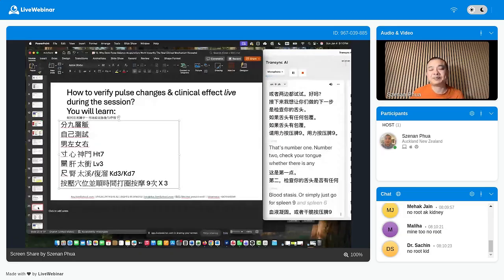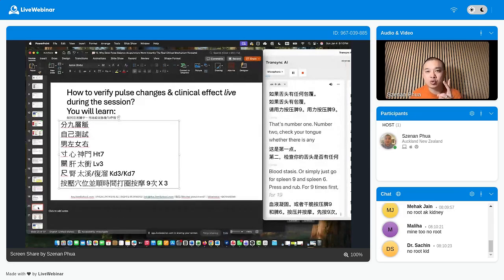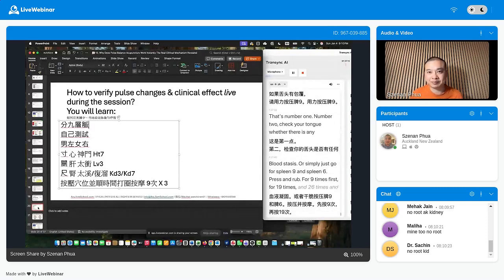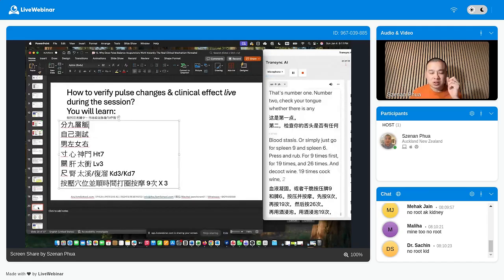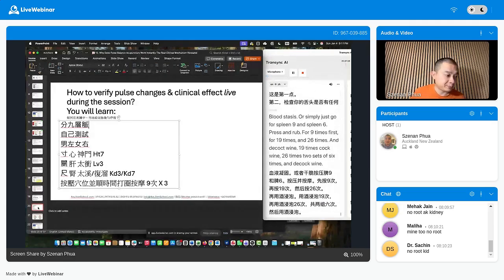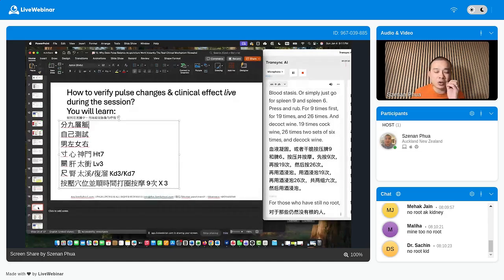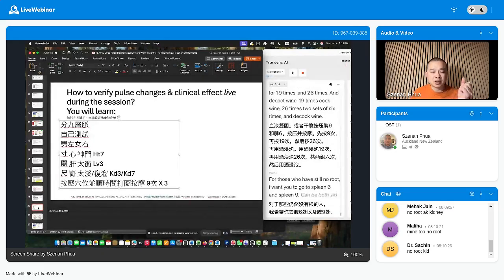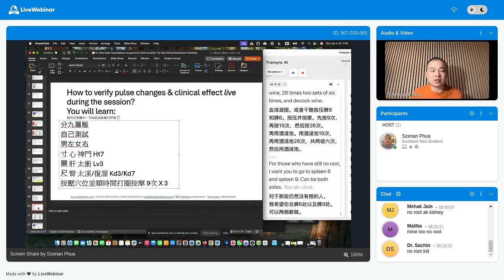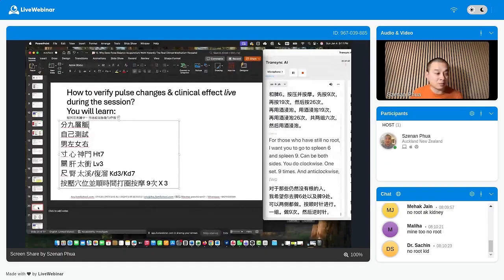Press and rub for 9 times first, 1 set of 9 times clockwise, and 2 sets of 6 times anti-clockwise. For those who have still no root, I want you to go to spleen 6 and spleen 9. Can be both sides. You do clockwise, 1 set, 9 times, and anti-clockwise, 2 sets, 6 times.